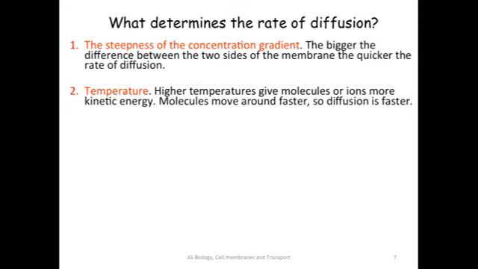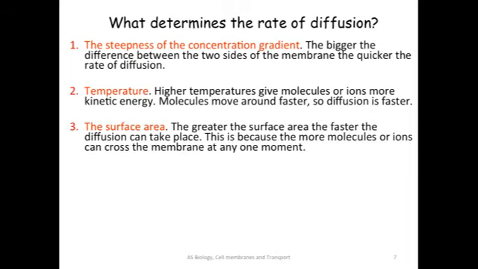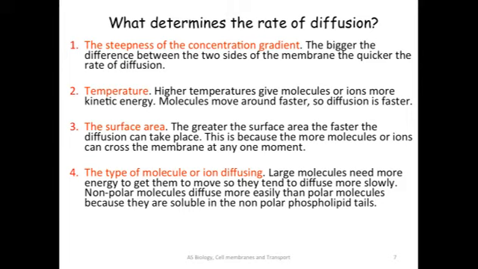The next is temperature. The higher the temperature, the faster the molecules are going to move. That's going to increase the rate of diffusion. Surface area: the greater the surface area, the faster the diffusion can take place. In other words, there's a larger area for things to move, and they can get there. The type of molecule or ion that's diffusing also plays a role in the rate of diffusion. Large molecules need more energy, so they tend to take a long time to diffuse. Nonpolar molecules diffuse more easily than polar molecules because they are soluble in the nonpolar phospholipid tails.